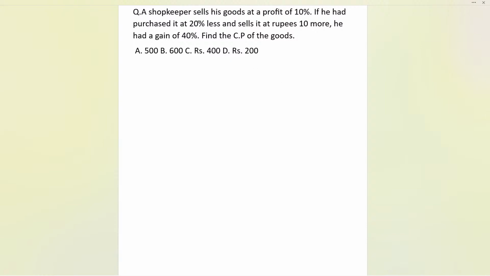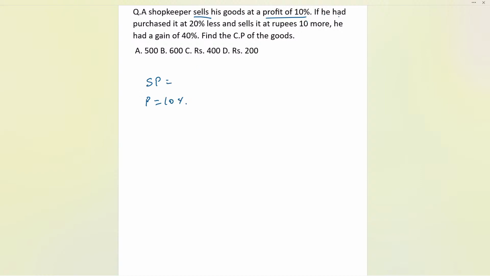Now let us see. A shopkeeper sells his goods. Okay, Rohit, one answer. The rest of you, you all tried, great. Now, a shopkeeper sells his goods at a profit of 10%. So he is selling something. The selling price might be there, and the profit is given here as 10%. We don't know the selling price.